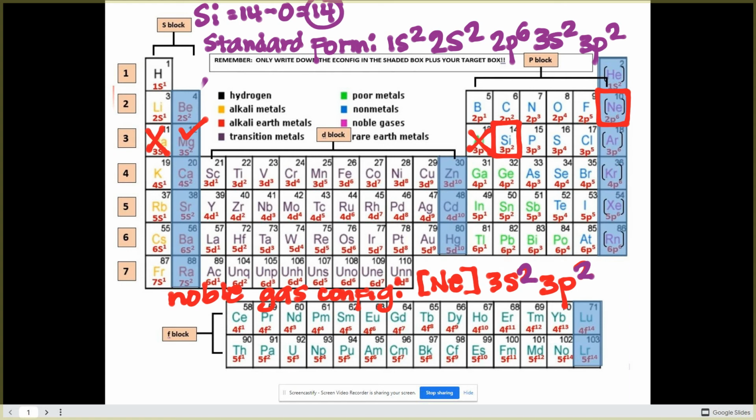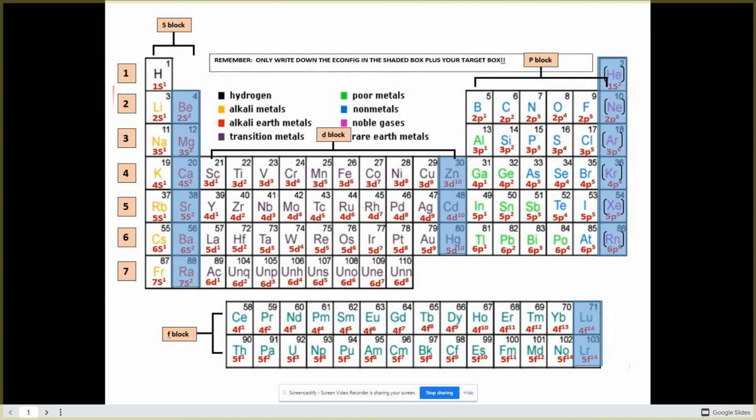Let's try it out again. So we're gonna write it down both again in standard form and in noble gas configuration. All right. So let's take something like nitrogen. Let's take something simple. N. All right. So look for N. N is right there. Okay.